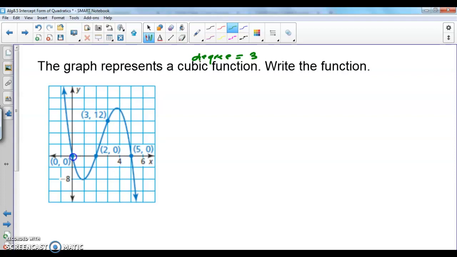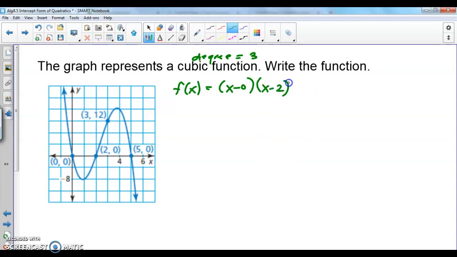So this is 0. That means one of the factors, let's put f of x, one of the factors is x minus 0. Because it's x minus 0, when you equate that to 0, x will just be equal to 0. Another factor is x minus the opposite of this one. So it's positive 2, so that means x minus 2.